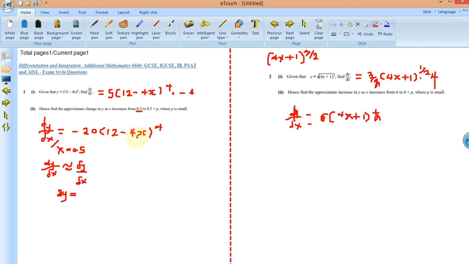So 0.5 times 4 will give me 2. So 12 minus 2 will give me 10. Okay, so 10 raised to the power 4. Wow. So this will give me minus 20.